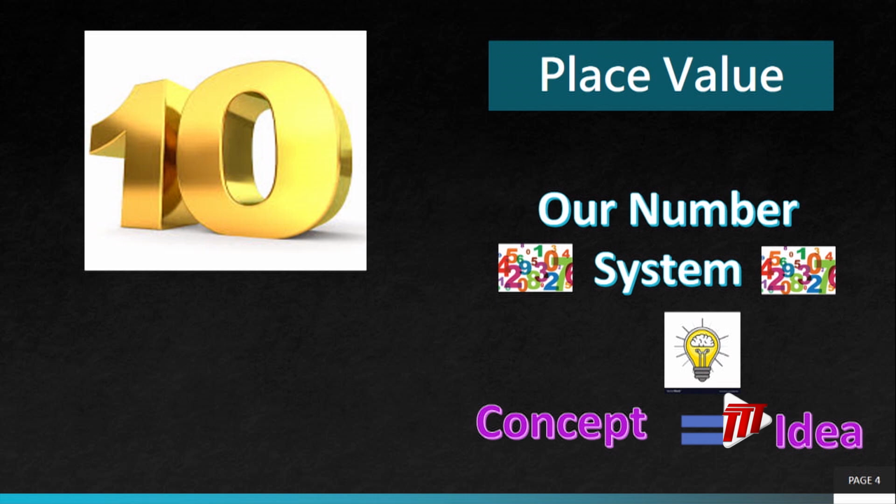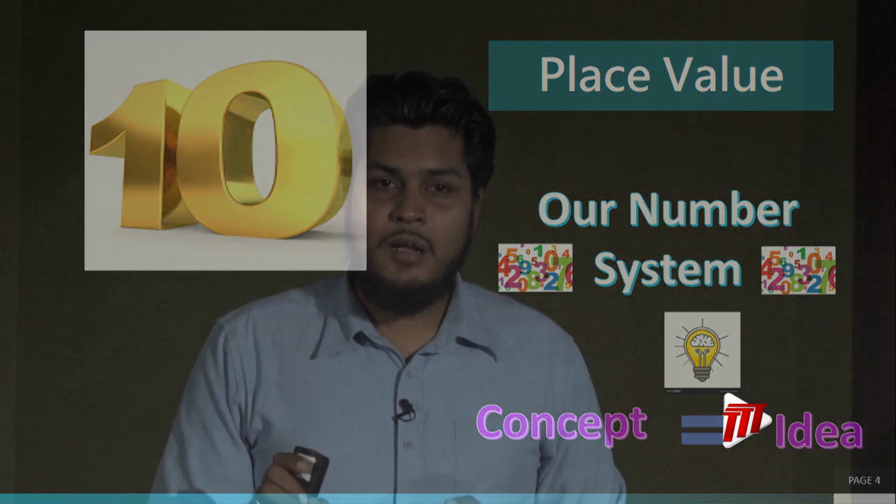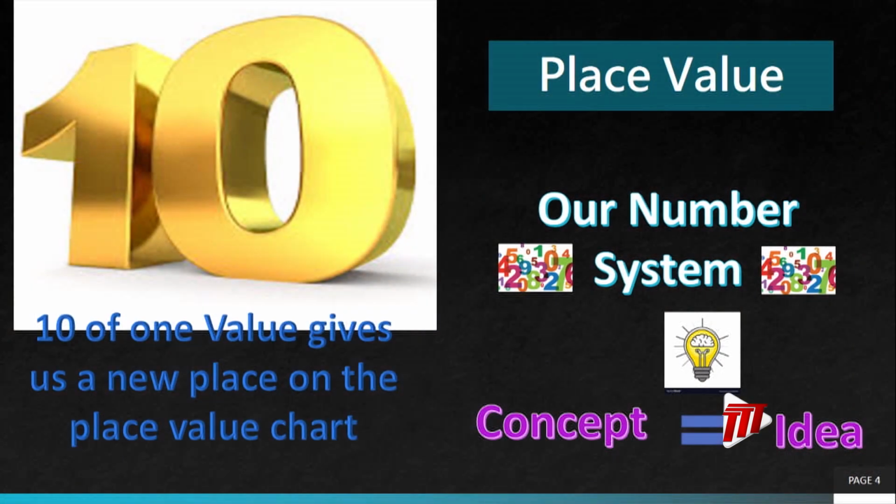So what is the concept that our number system is based on? That concept is 10. In the sense that when we have 10 of any one value in our number system, we get a different value. Think about that. You would have heard about the ones value column. Can you write 10 in that column? What about the tens value column? Can you write 10 in that column?